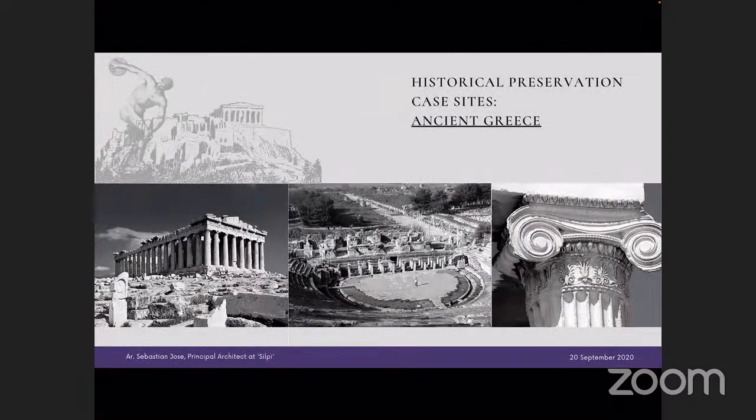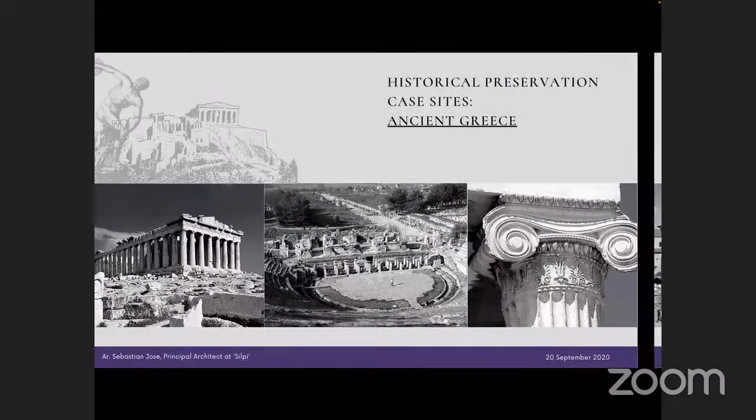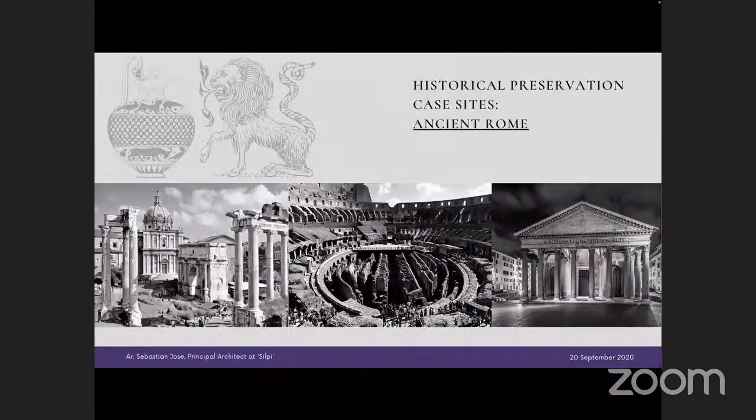The earliest European architecture was started by the Greeks. We have the famous Parthenon, the Acropolis, and the Doric, Ionic, and Corinthian columns are all still part of architects' vocabulary even to this date. Following the Greeks, the Romans built the great Colosseum, the Pantheon, and the great Roman Forum.